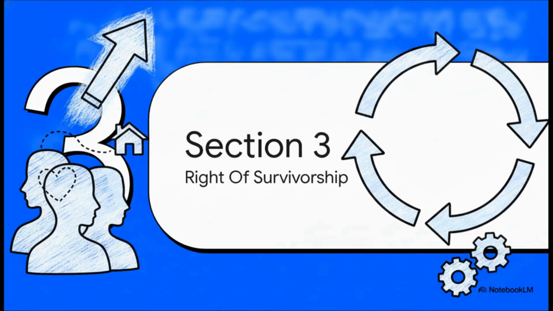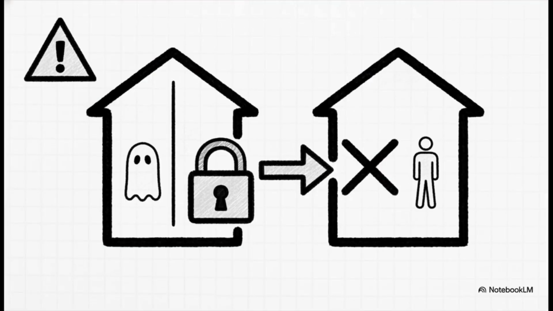Section 3. Right of survivorship. This brings us to a significant risk. Community property does not automatically include the right of survivorship. This distinction is crucial. Many property owners assume their surviving spouse or partner will automatically inherit their half of the property. Under standard community property rules, that assumption is simply incorrect.